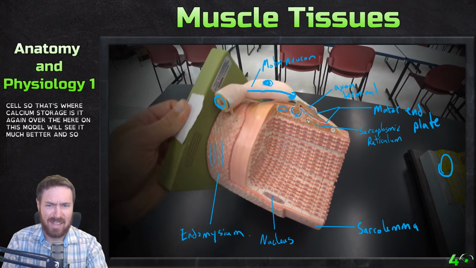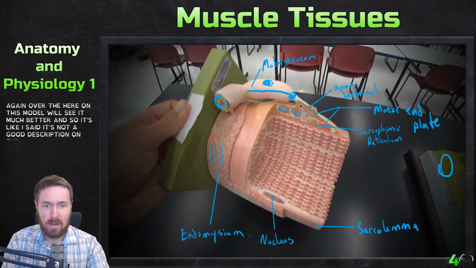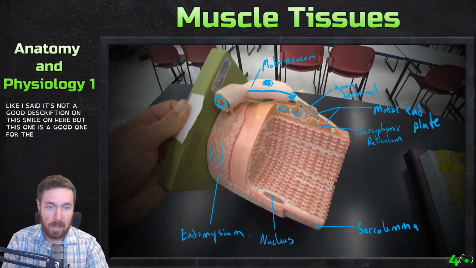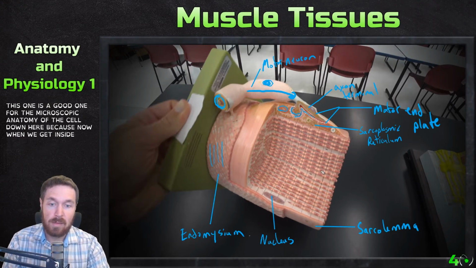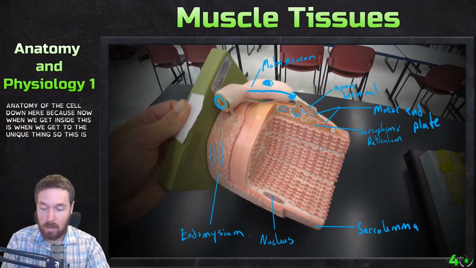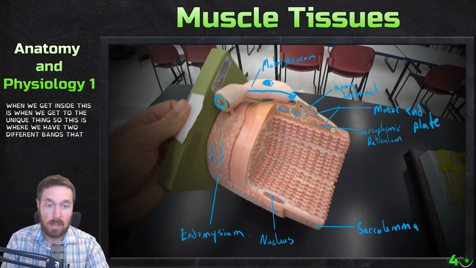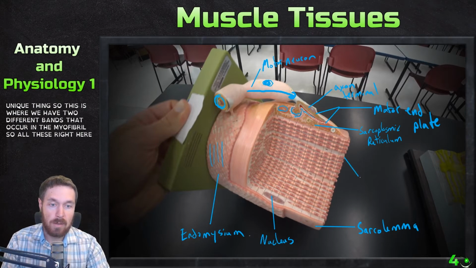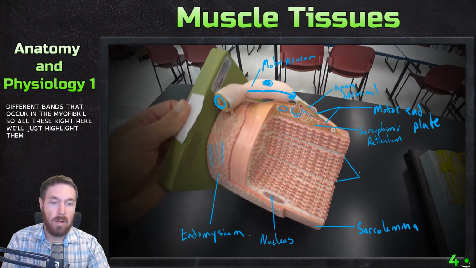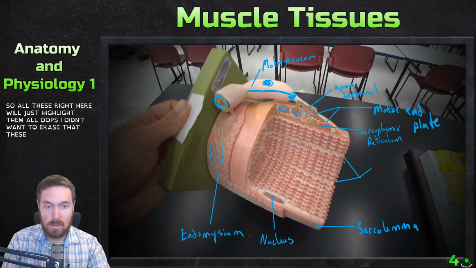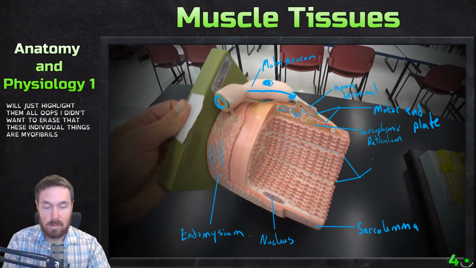It's not a good description on this model here, but this one is a good one for the microscopic anatomy of the cell down here, because now when we get inside, this is when we get to the unique thing. This is where we have the different bands that occur in the myofibril. So all these right here, we'll just highlight them all. These individual things are myofibrils.